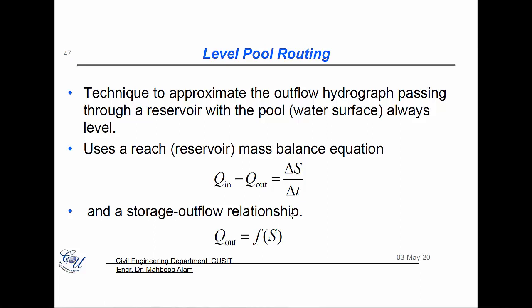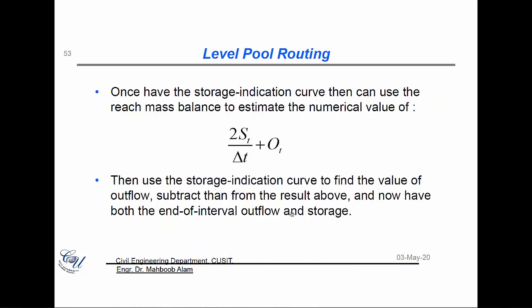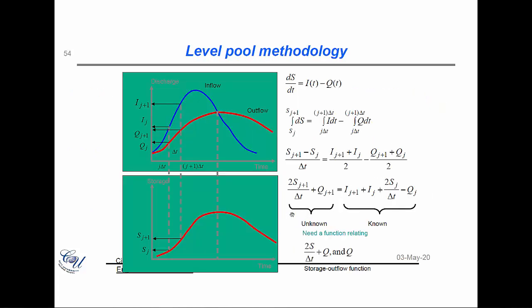Okay, so let's look at the formula, or let's move to the final equation that ultimately would be used in level pool routing. You can go through the slides when they are available to you, and also the text, but this is the important equation that ultimately we would be using. S is storage, Q is discharge, I is inflow, and J's are the time steps.